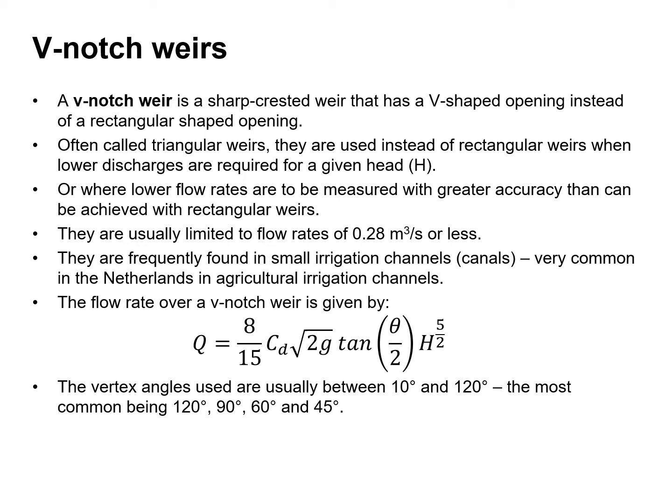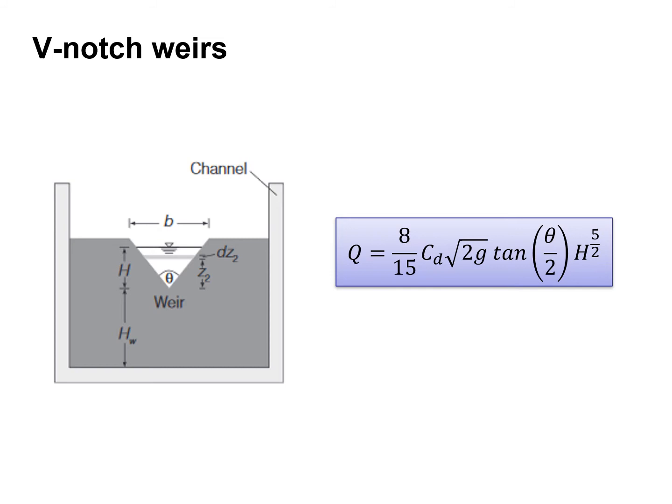So you can see the equation used to calculate the quantity of flow across a V-notch weir, where the angle theta is the vertex angle of the weir.